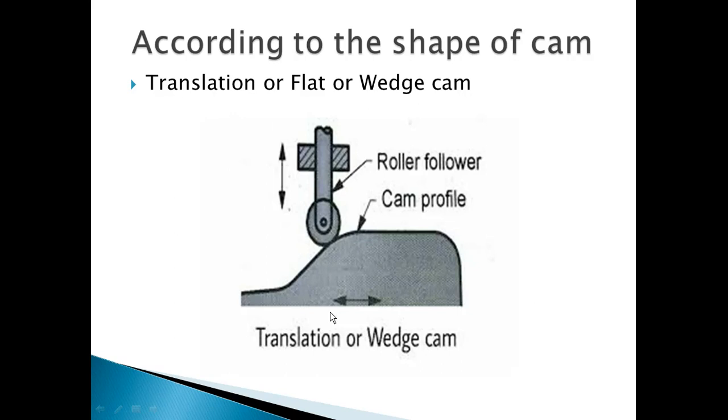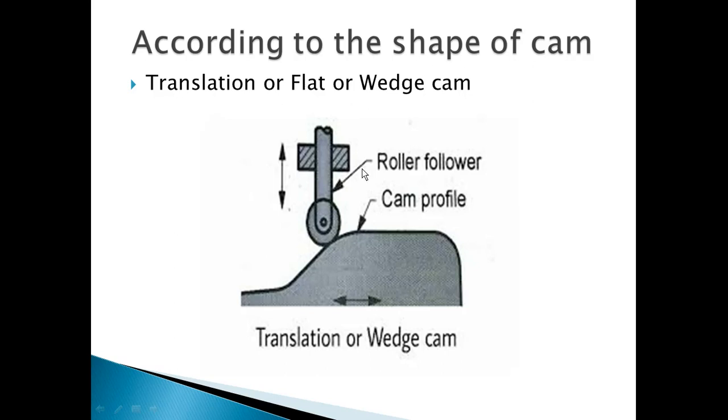In the previous case, what we have discussed, the cam is a rotating machine element which is rotating about a certain cam axis, and which will give motion to the follower in such a way that the follower moves along the y-axis, the vertical axis. But in this case, the translation motion, the cam is moving in a linear direction, and the follower is also moving in a linear direction but along the y-axis. So that's why, according to the shape of the cam, the category is wedge cam.